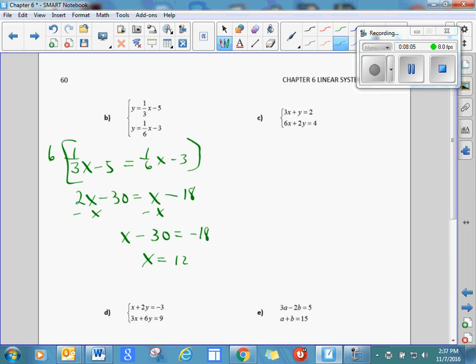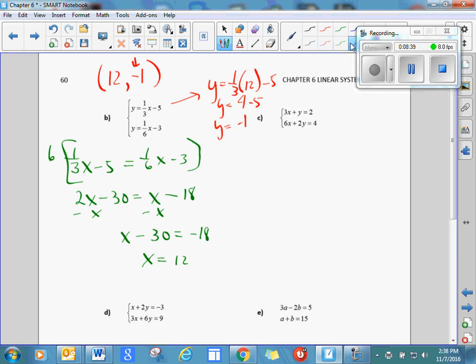Again, we've got what we think is the first coordinate of our ordered pair. We need to find what the y is, and we can do that by plugging it into either one of these equations. So I'll just pick this one. I'll say y is equal to 1/3 of 12 minus 5, which is 4 minus 5, which is minus 1. Right there. Now I'm going to prove it.